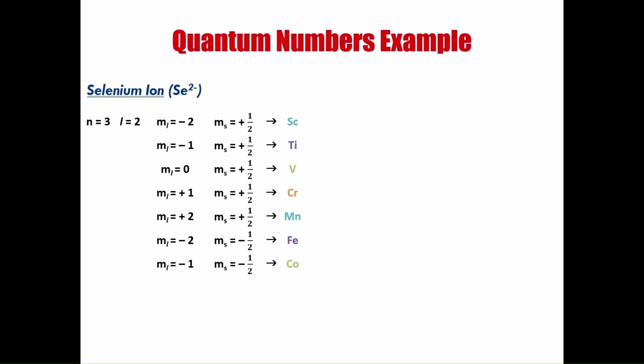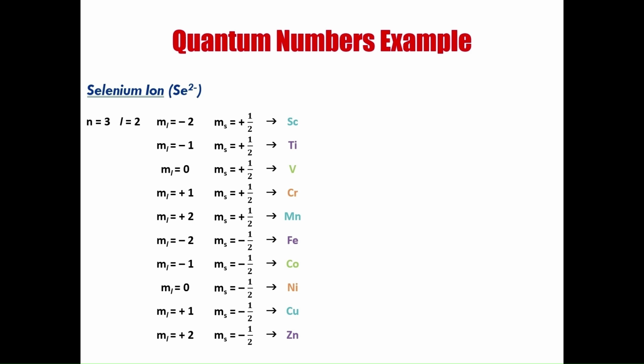-1, cobalt. 0, nickel, and +1, copper, and +2, zinc. And so by doing what I've just done, I've half-filled the d orbitals first with positive spin, and now I've filled the d orbitals by pairing up those half-filled electrons with a negative spin. And so now I've completed my d orbitals for the third energy level.